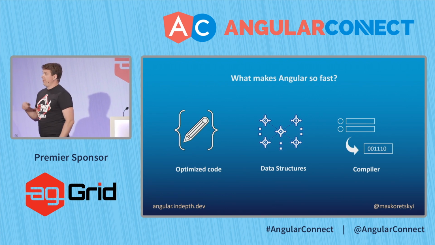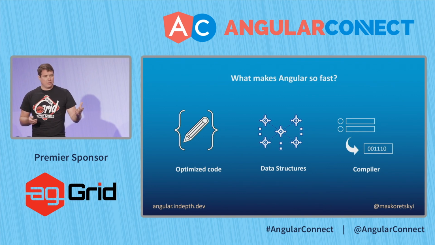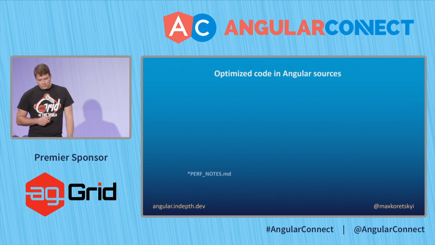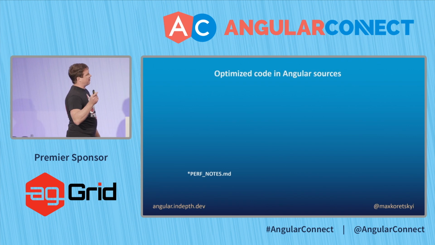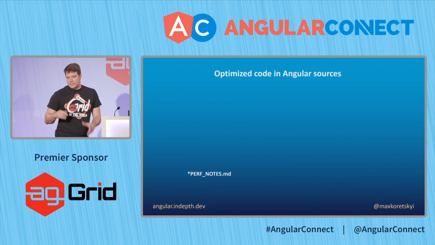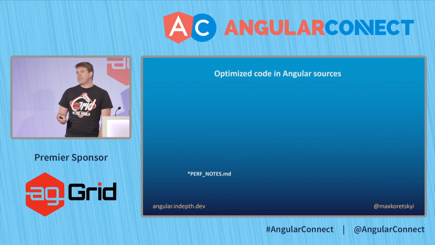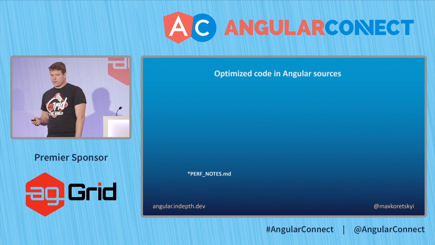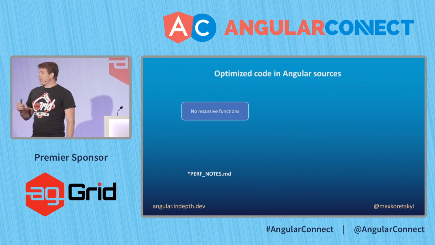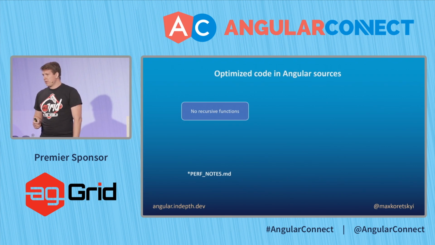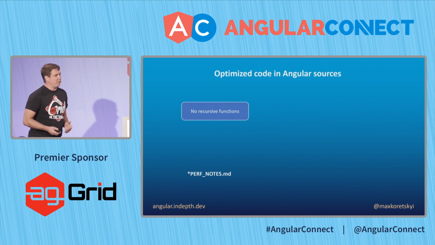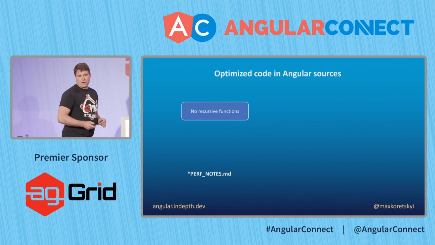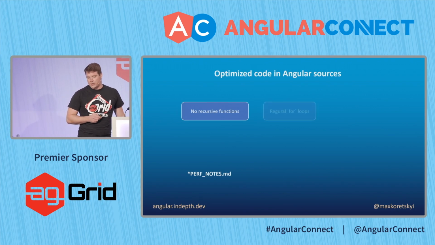So let's start with the optimized code. What kind of code can you find if you explore Angular sources? There is a document in the repository called perf_notes. I explored it, so you can go and see all the interesting stuff you can find in Angular code. For example, they don't use recursive functions because recursive functions cannot be inlined. And Mishka talked about inlining, how the VM optimizes code. So they don't use this kind of function.